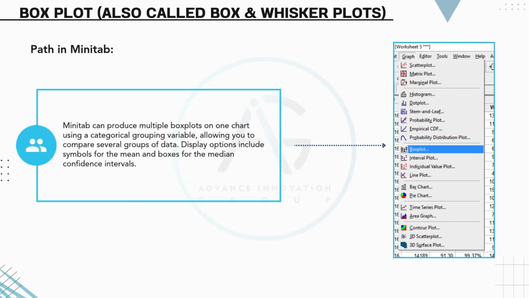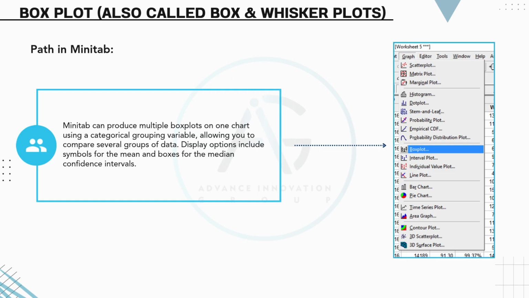This slide guides us on how to access and generate box plots using Minitab. To create a box plot, go to the Graph menu in Minitab. From the drop-down list, select Box Plot, which is highlighted in the screenshot. Minitab allows you to create multiple box plots in a single chart by using a categorical grouping variable. This is useful when you want to compare the distribution of a continuous variable across different groups.